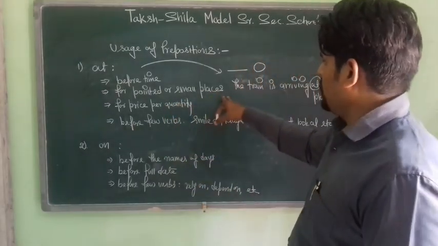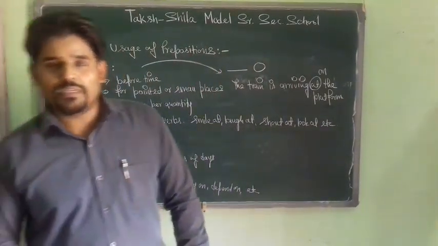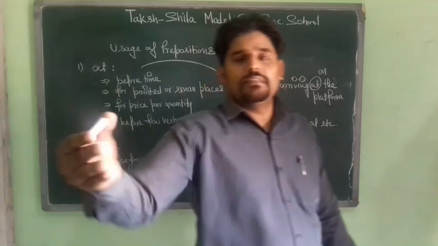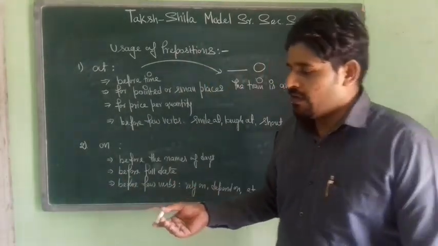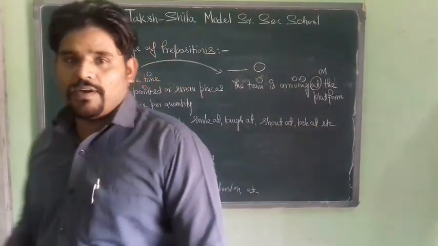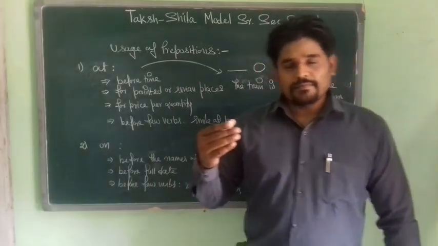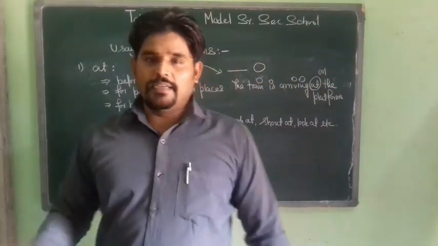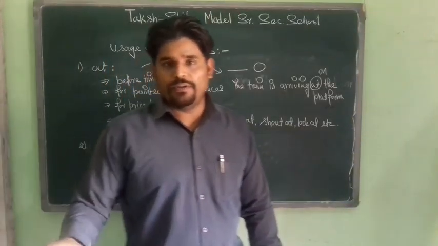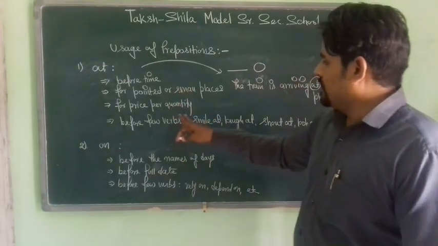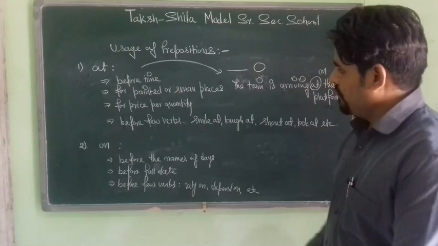So for pointed or small places we use at, and for price per quantity. If you want to tell somebody that you have bought something at this price, you just need to use at. For example, the milk is selling at 65 rupees per kilogram here, right? Similarly, sugar is selling at 35 rupees per kilo, right? So in this kind of situation we use what? At.